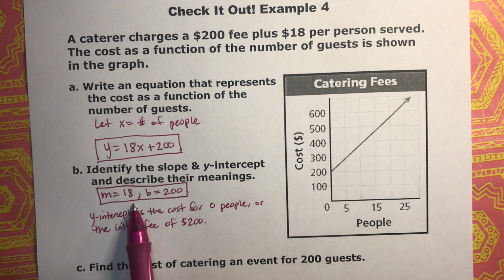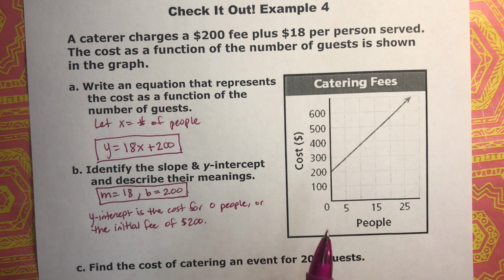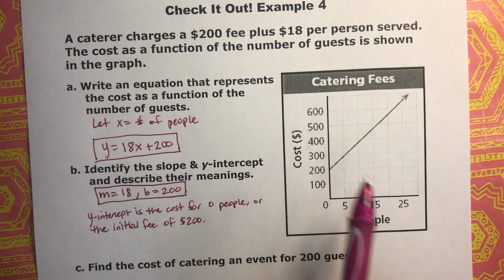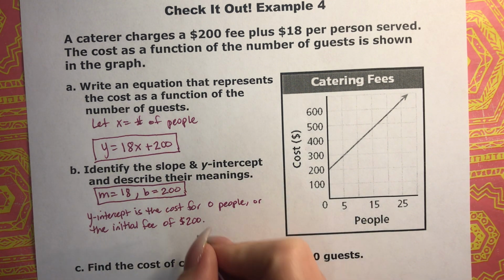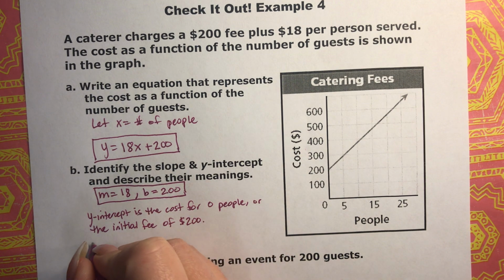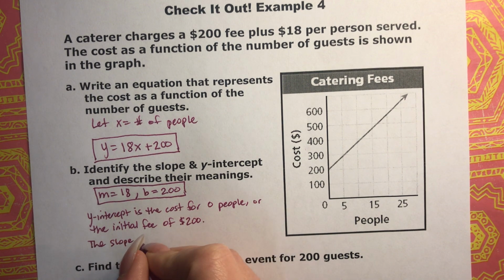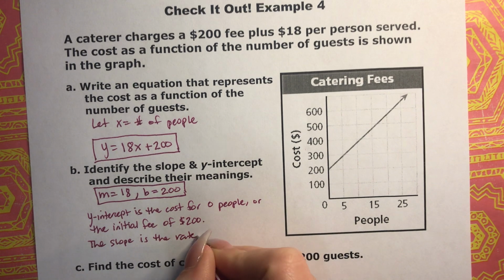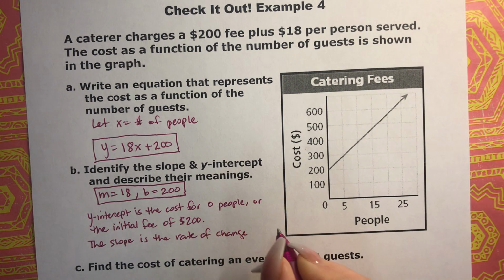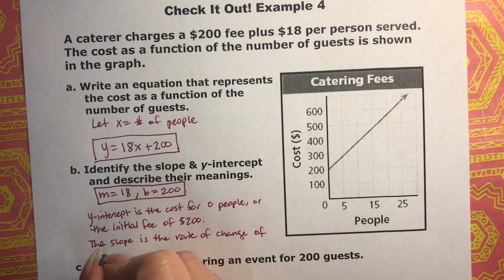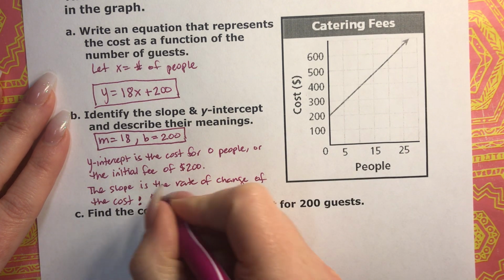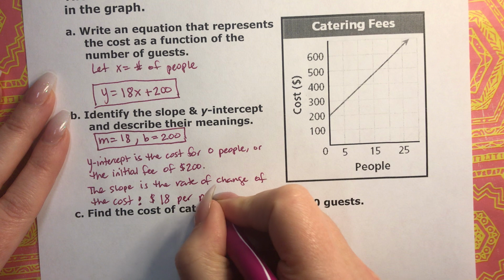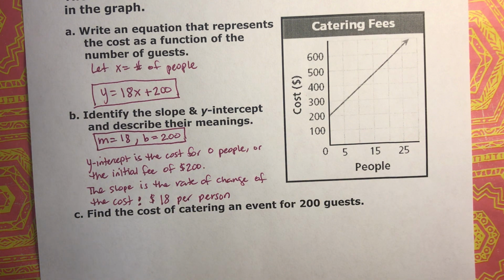Now the slope is 18. That means 18 over 1, right? And the slope is y over x. So it's going to be the cost over the people. So $18 for every 1 person. So that's what that means. So the slope is the rate of change of the cost, which basically means it's going to be $18 per person. Okay, that's what the slope means.